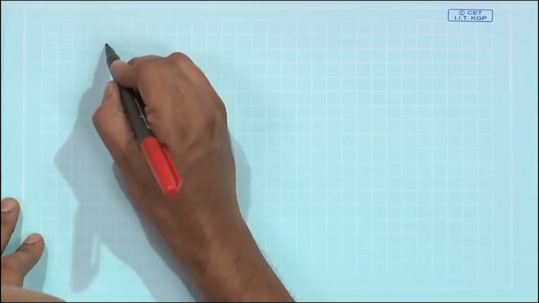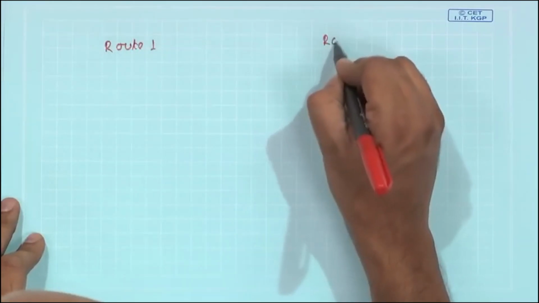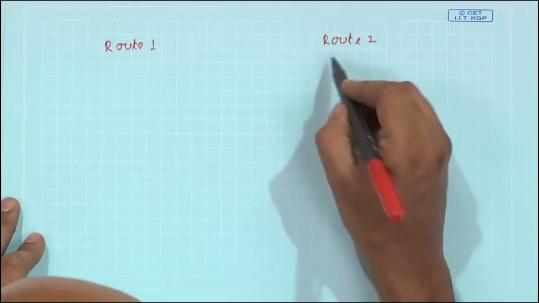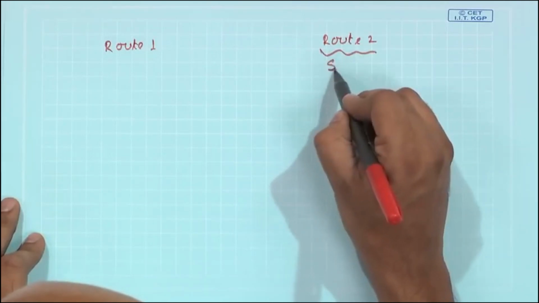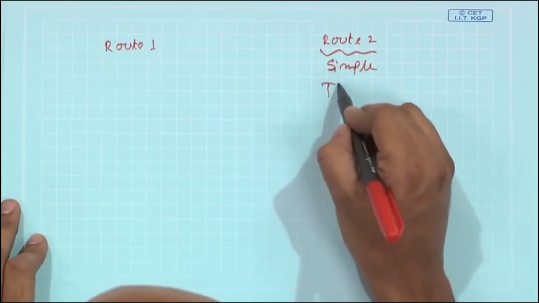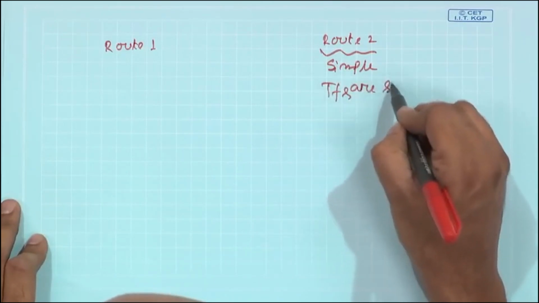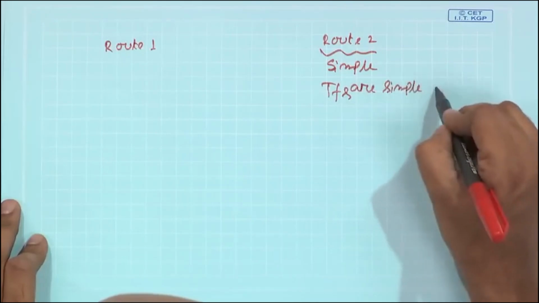Now, out of this route 1 and route 2, if you check, both the routes are quite feasible. Only thing is we can say that route 2 is a little bit simpler. Simple means the transformations are basically simple and easy.